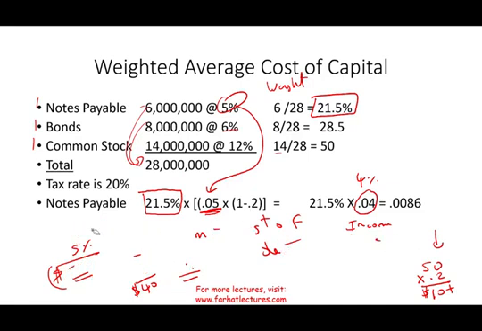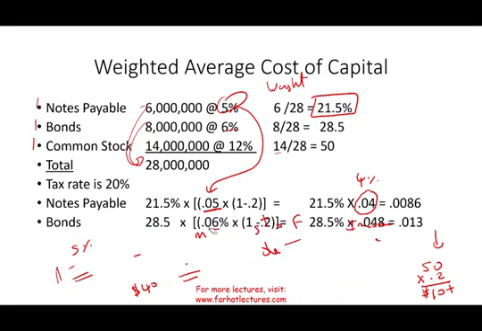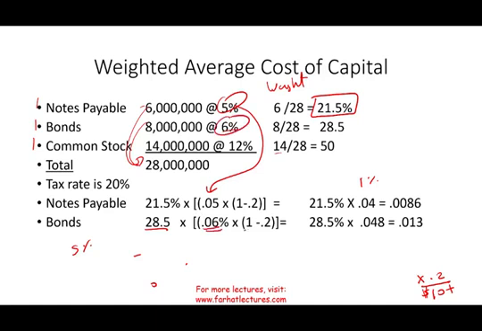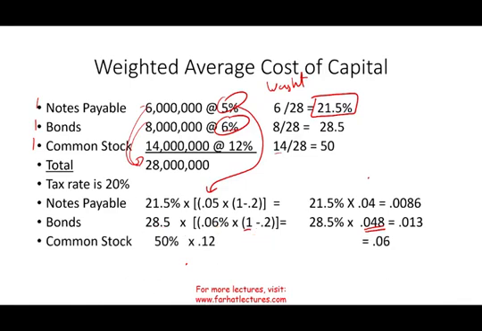So we have to do this for the notes. We also have to do this for the bonds, because on bonds, we have to pay interest. Same concept. The weight of the bond is 28.5%. We multiply this by 6% times 1 minus the tax rate. Again, on the bonds we have to pay interest, which is basically taking 6% multiplied by 0.8, so the net cost is 0.048. So although we're paying 6%, with the tax savings, we end up paying 4.8%.